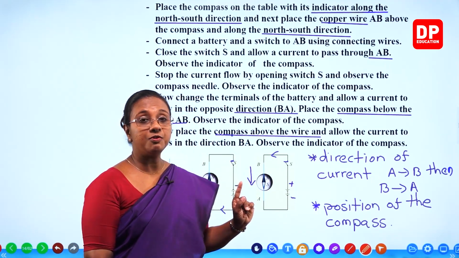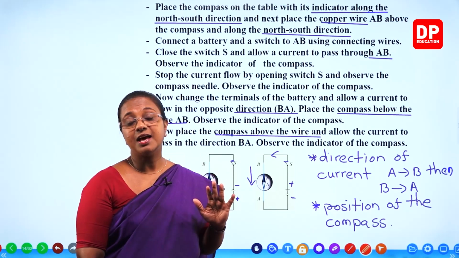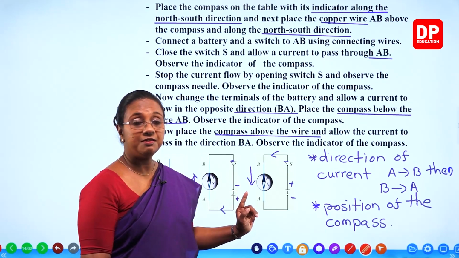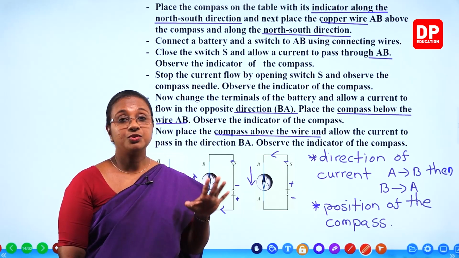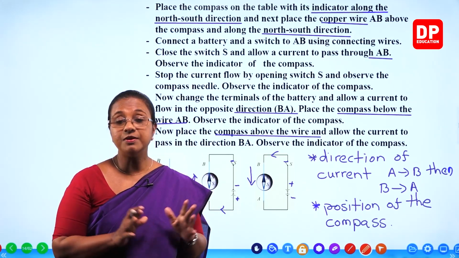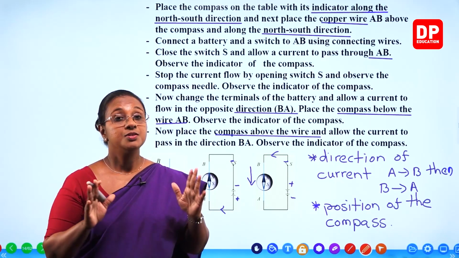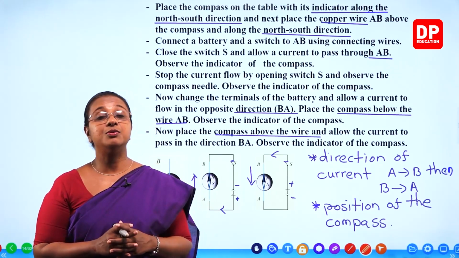And if there is a deflection, then you have to observe whether there is a relationship between the direction of the current flow and the direction of the deflection, and whether there is a relationship between the direction of the deflection and the position of the compass. So that is what you need to observe during this activity. Is that clear, students? So that you have understood the method, now let's go to the lab and do the activity.